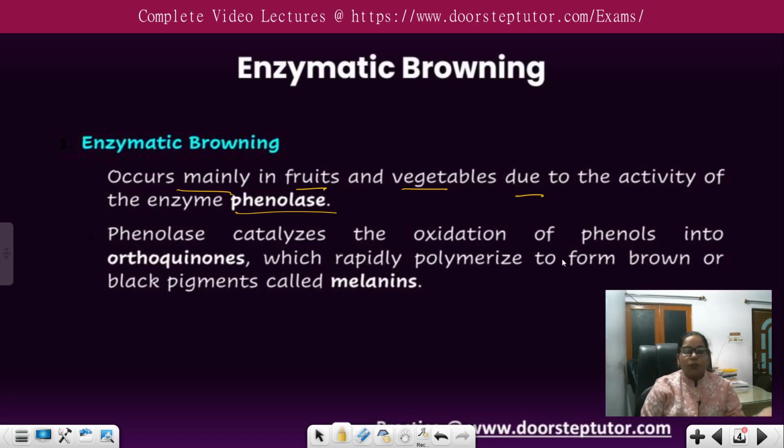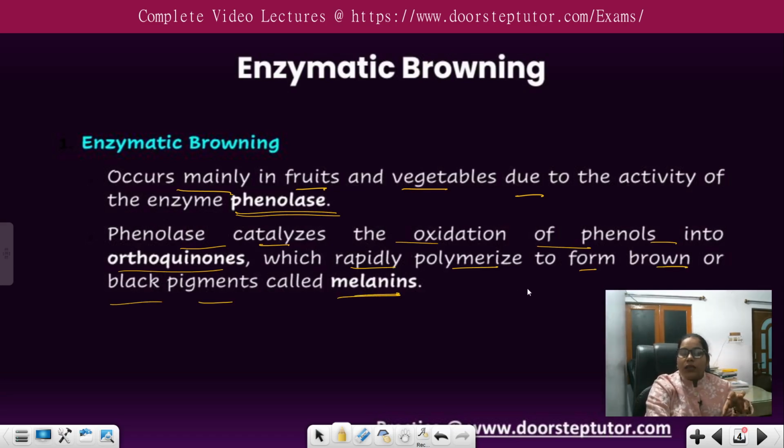Basically, enzymatic browning occurs in fruits and vegetables, and an enzyme is involved, known as phenolase. Phenolase catalyzes the oxidation of phenols into orthoquinone, the conversion of phenol into orthoquinone, and that is rapidly polymerized to form brown or black pigments called melanins.